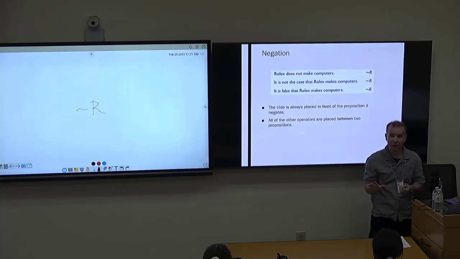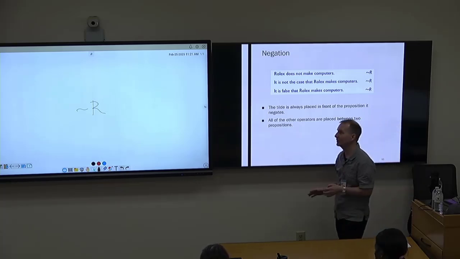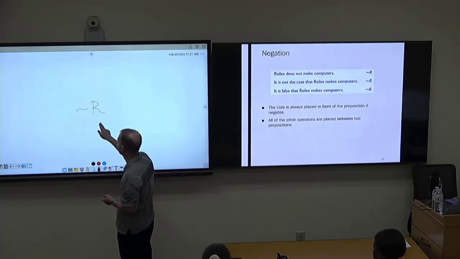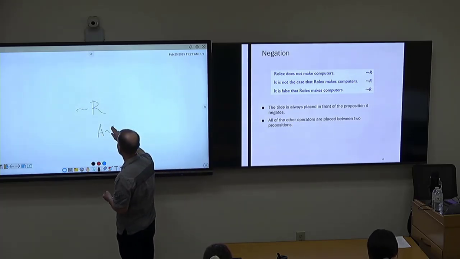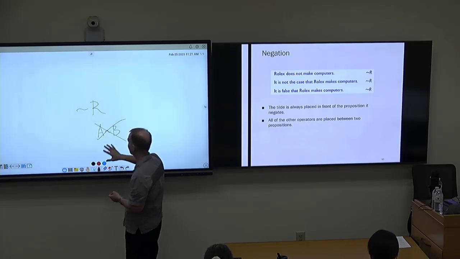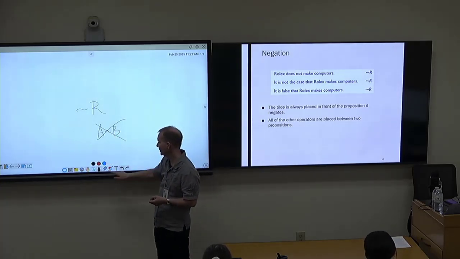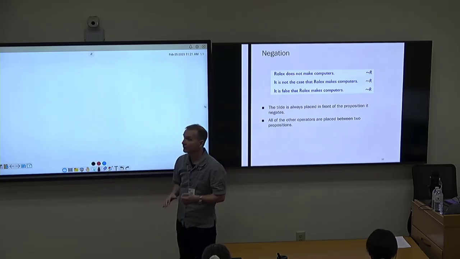The tilde is always in front of the proposition. You never connect two propositions with a tilde the way you do with other operators. So if you try to write something like this, it is a mistake. You cannot do this. Do not connect two propositions with a tilde. This is meaningless. It's not allowed.